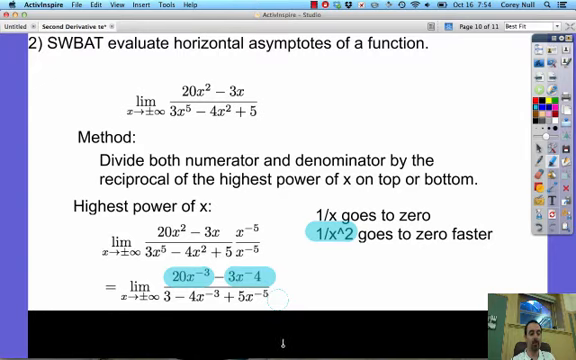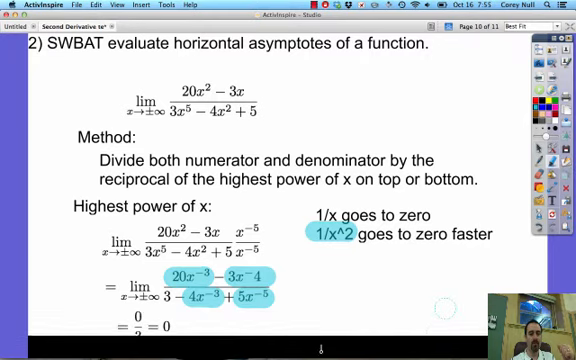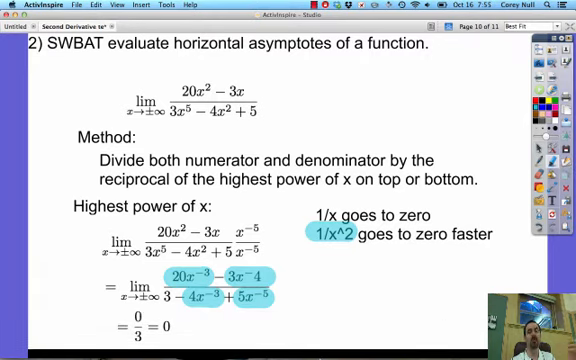That goes to 0. Well, 3 is just a number. We don't have to worry about that. That doesn't go anywhere because there's no x. This must go to 0, and this must go to 0. Okay, so at the end of the day, what are we left with? We're left with 0 over 3, which is 0.